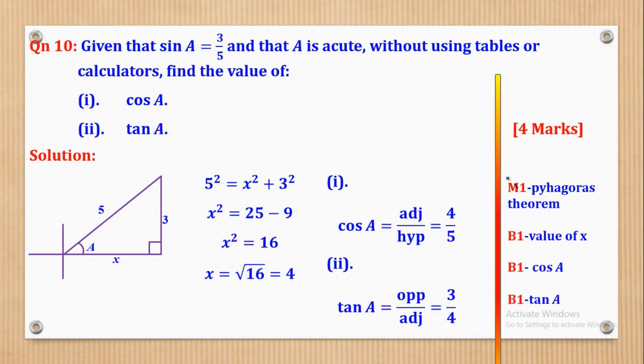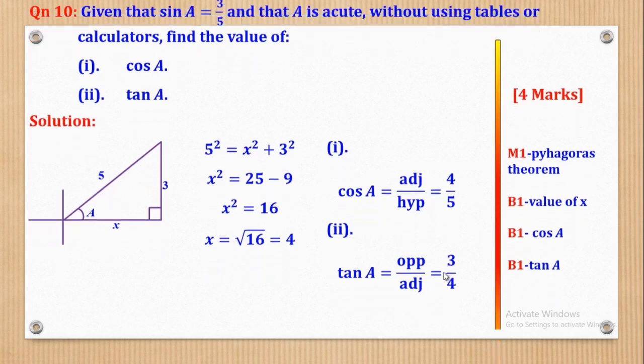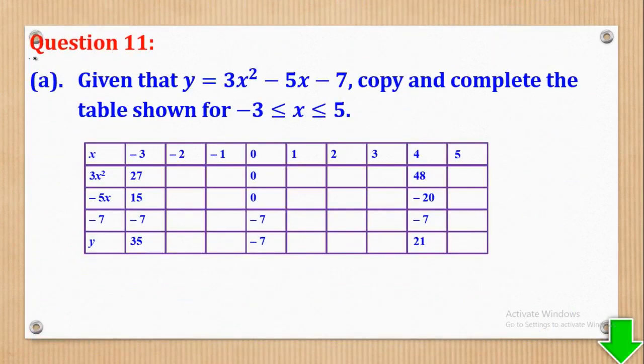So M1 is for Pythagoras theorem, then B1 for getting the value of x, B1 for cos A, B1 for tan A. So now we shall go to question 11.